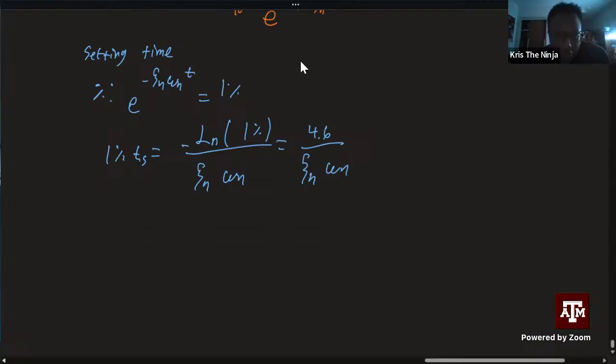So you might be asking, hey Chris, how do I do the other percentages? Look, I got you. Any other percent, n percent: take the natural log of the n percent and divide that by zeta n times omega n.